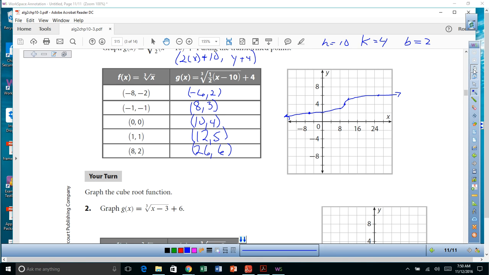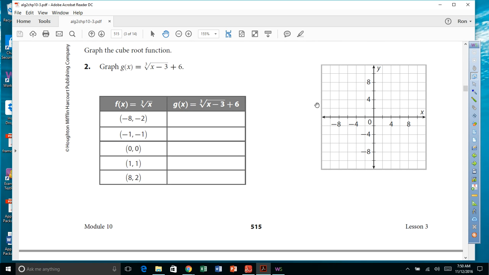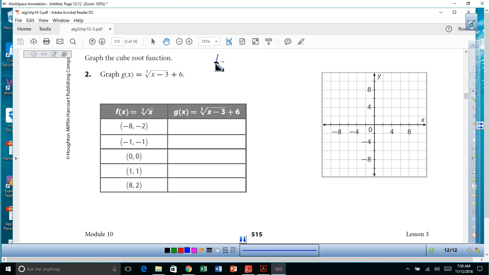And let's try your turn. Graph the cube root function. So let's graph this. What is h? h is 3. What is k? k is 6. Is there an a? Well, you could say a is 1. All right, so how's this going to work? We're going to take x and add it to 3, and we're going to take y and add it to 6.